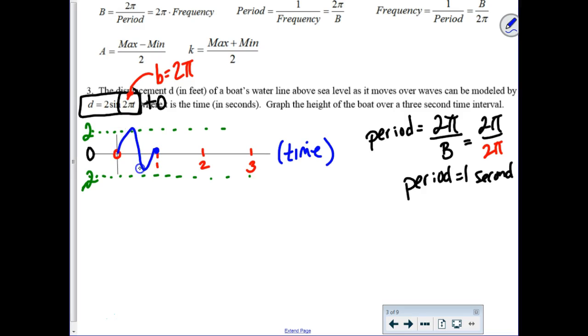Oops, I didn't make it. Pretend. There's 1 second. There's 2 seconds. There's 3 seconds. There we go. That's all they wanted you to do.